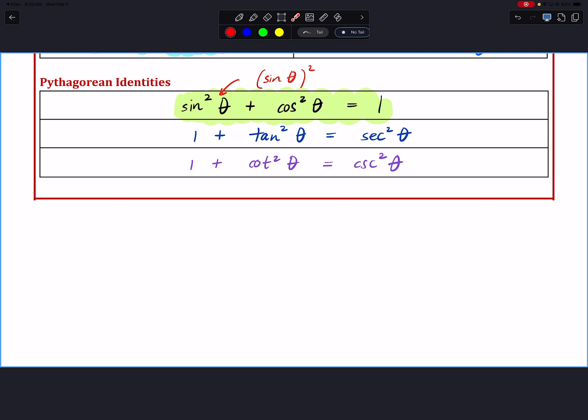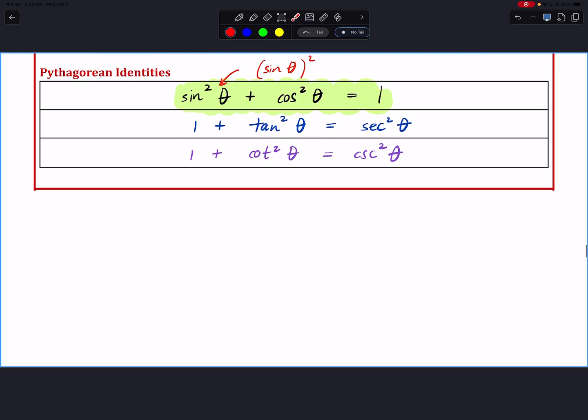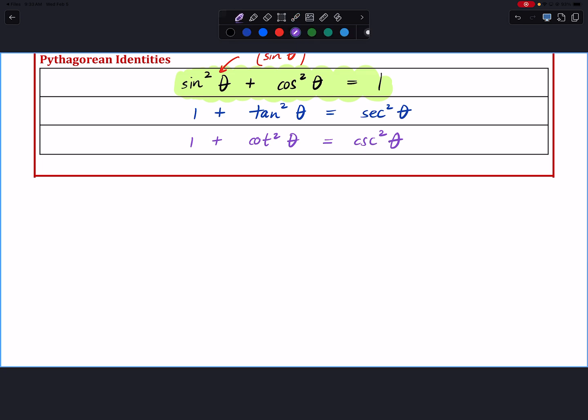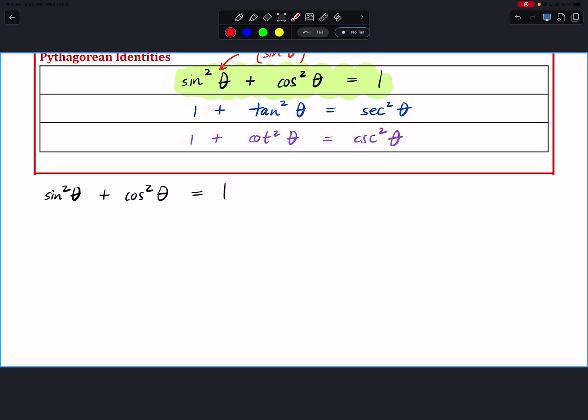Just trust me. Okay? So can we remember this one? This one's not that hard to remember, right? Just sine squared plus cosine squared is 1. Just remember that. If you know this one, you know these two. So let me show you where they come from. If I write it again, sine squared theta plus cosine squared theta is equal to 1. So let me show you where this one comes from.